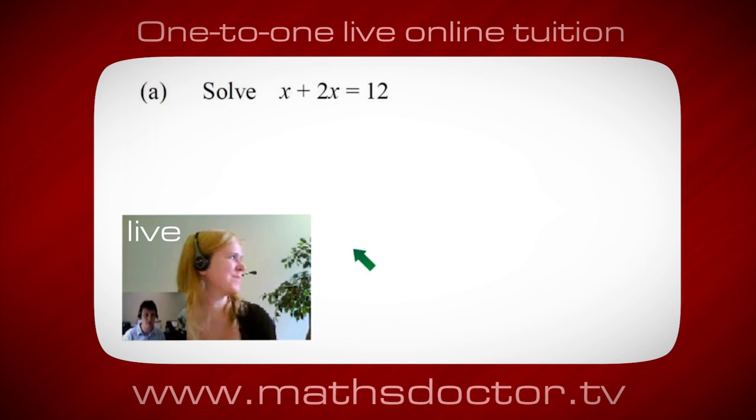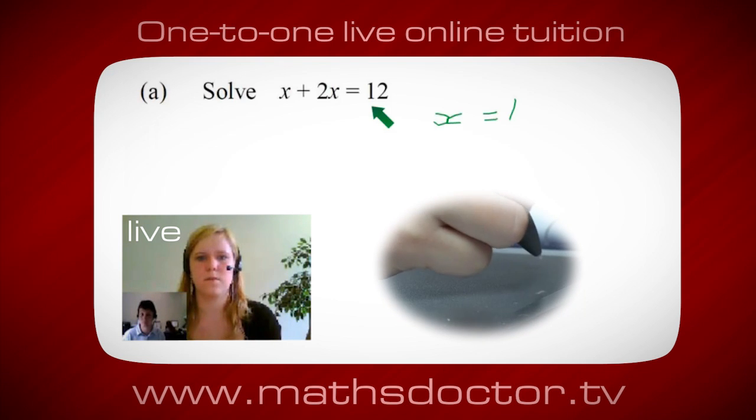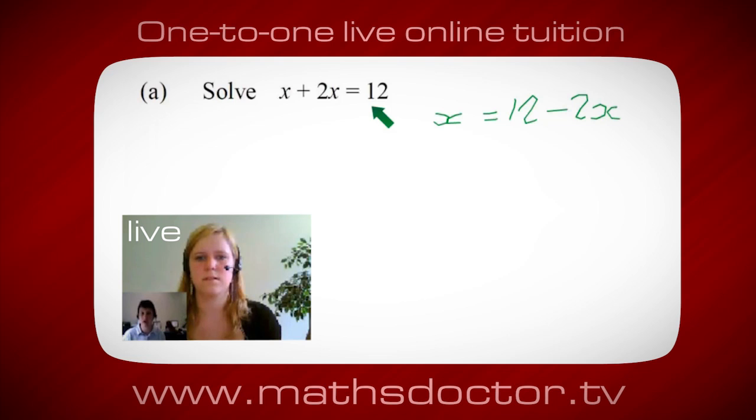Okay, Marie, so let's have a look at this one. So solve x plus 2x equals 12. So what do you think you do first? Okay, well, I want x on its own, so I would put x equals 12 minus 2x.